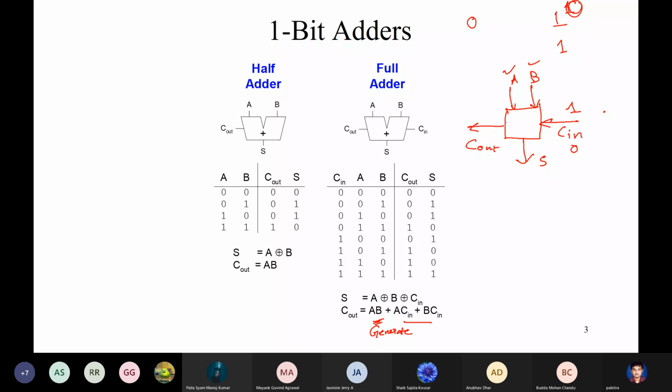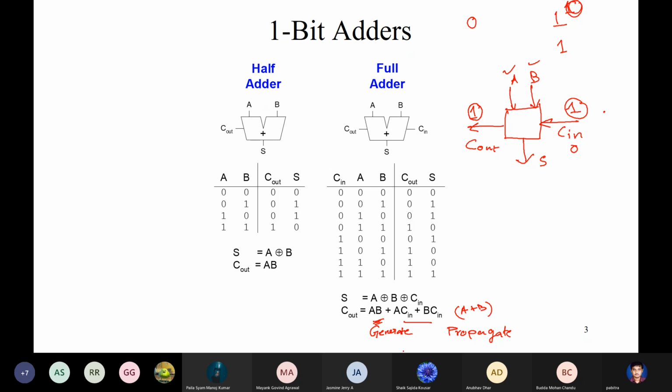Now let's look at the second part. When the carry in is 1, what is the input combination for which we get carry out to be 1? Here you can see it is just A plus B. When any one of A or B is 1, or both of them are 1, and carry in is 1, then you get a carry out of 1. So this we would call a propagate, as if the carry in of 1 is propagated.